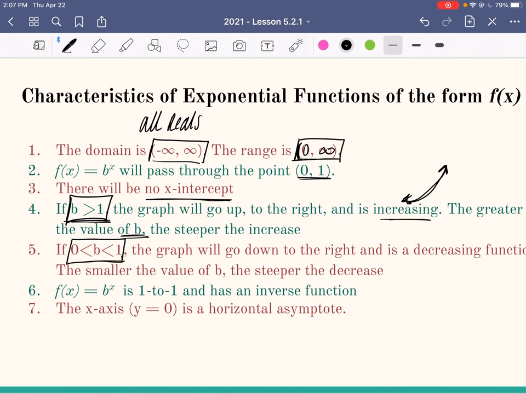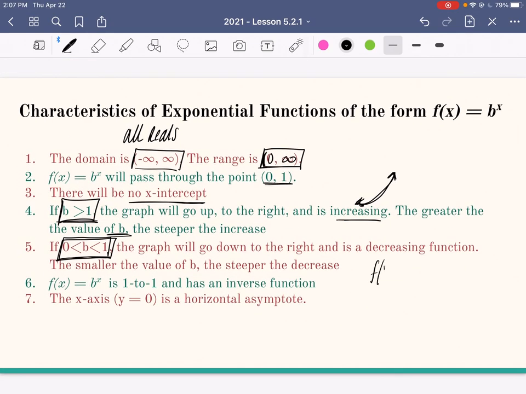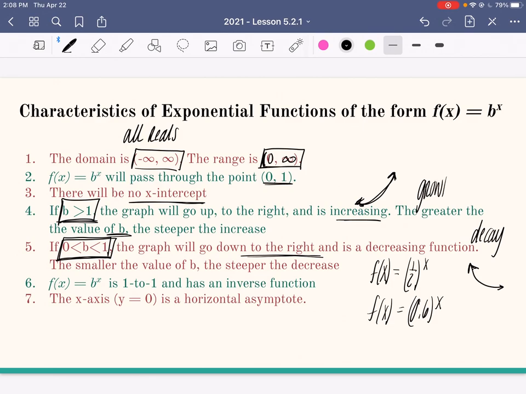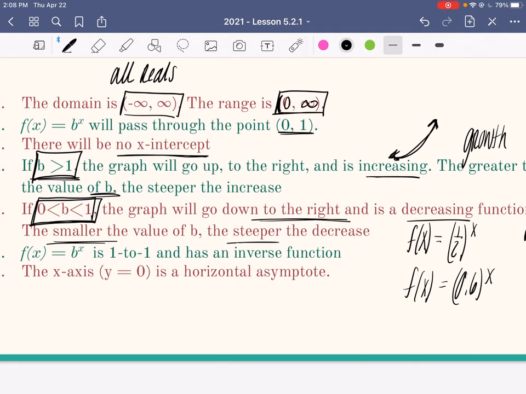Now the opposite example here is if b is between 0 and 1, so it's still a positive number, but some sort of decimal fraction between those two numbers, like 1/2 to the power of x, or 0.6 to the power of x, something along those lines. Then the graph is going to be a decreasing exponential, okay? Because every time you're multiplying each output by 1/2 or by 0.6, you're cutting it into fractions. So this would be an example of exponential decay versus growth up here. So it'll be decreasing. Okay, and the smaller the value, the steeper the decrease.